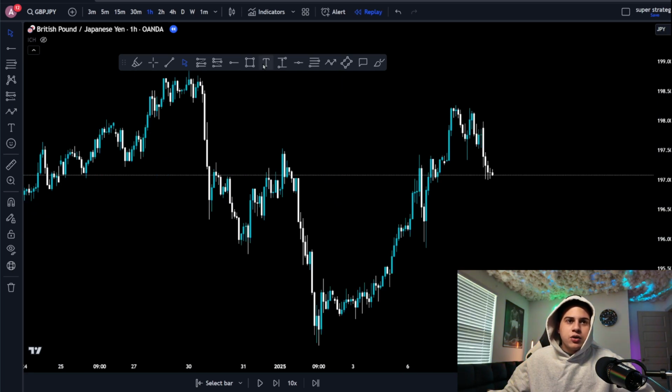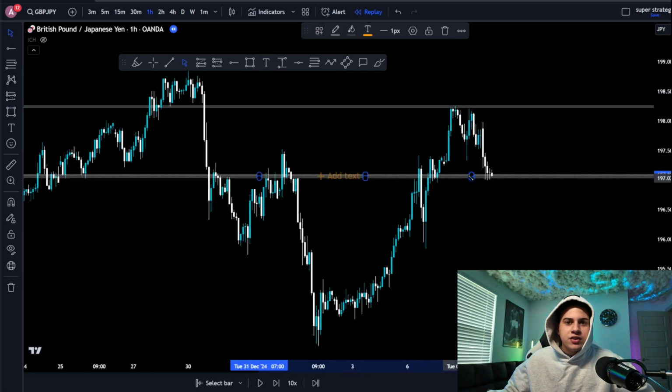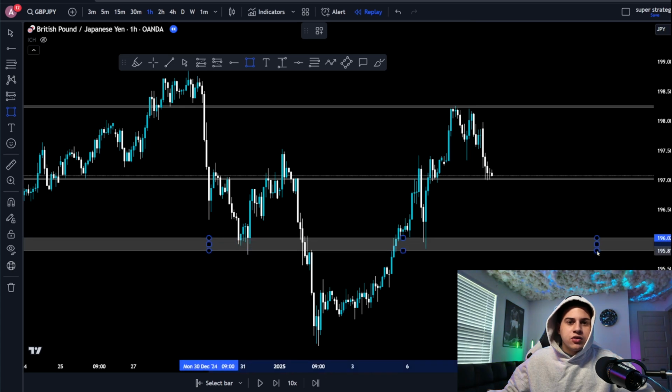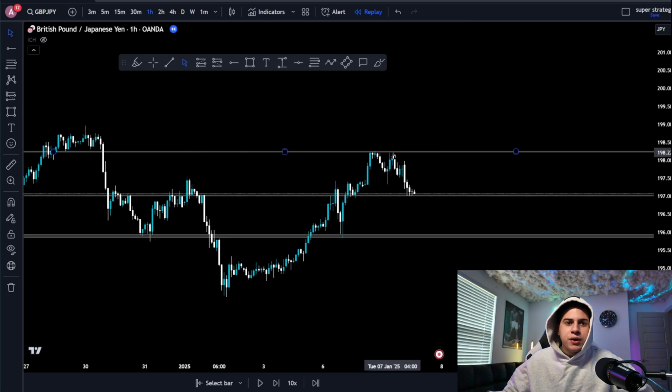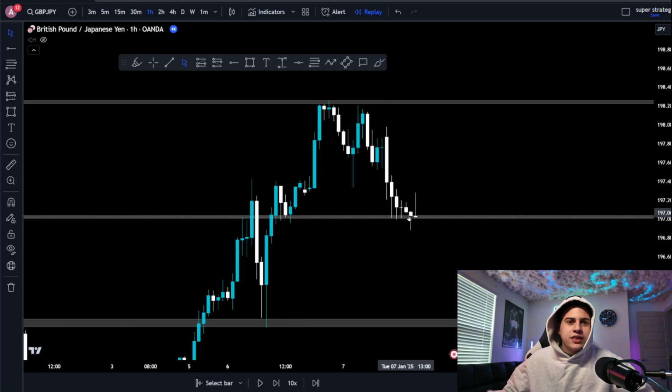Okay, so first thing that you're going to want to do is always draw out your zones. We have this zone here. We have this zone here as well. So at this point, price started to change structure here. We failed to break highs and we started to create new low, lower high, lower low. Now we get that big push.